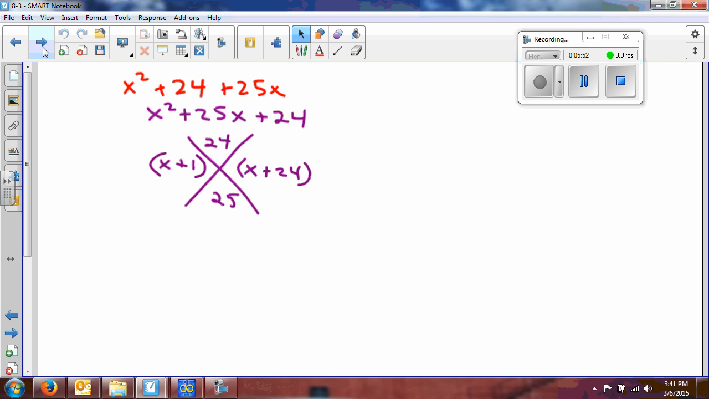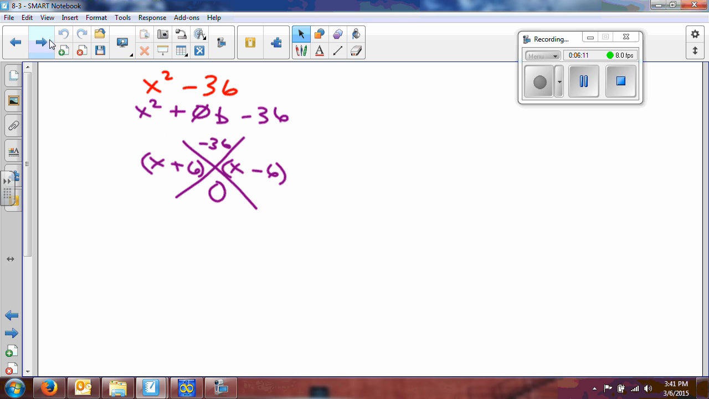Okay. This one here, be careful, it's out of order. 24 and 25x need to be switched. So x squared plus 25x plus 24. 24 on top, 25 on bottom. 1 times 24, 1 plus 24. Throw the x's in front. You're good. Okay. A-3 is pretty easy.